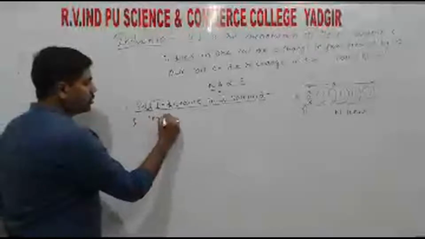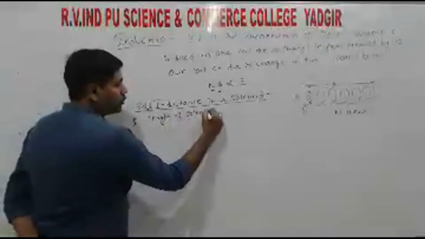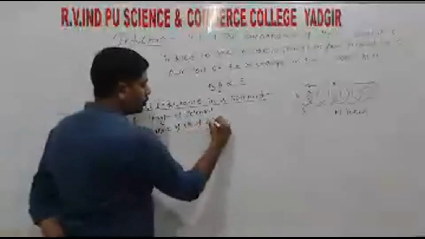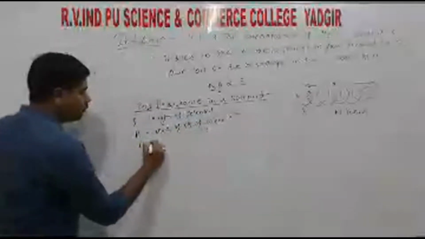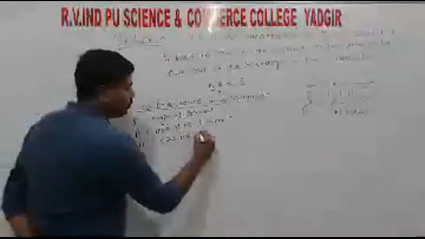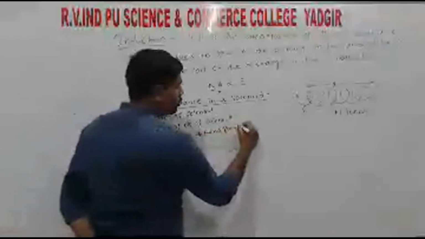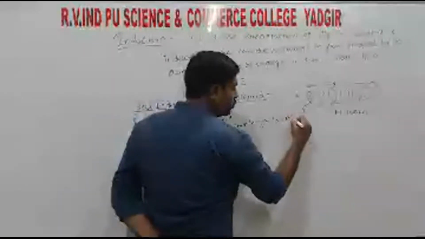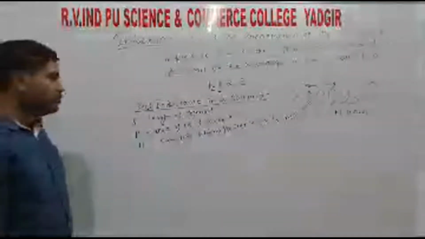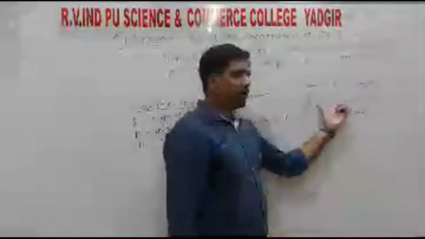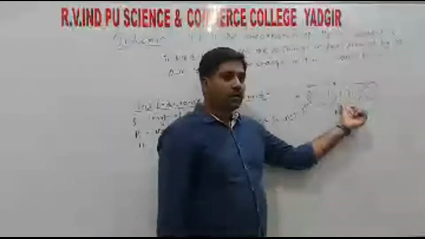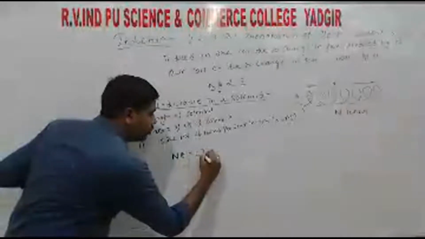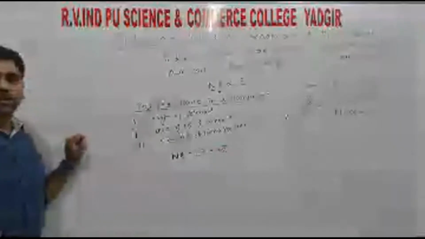L is the length of the solenoid, A is the area of cross section of the solenoid, and small n is the number of turns per unit length. If you write in terms of capital N, that is equal to n into L. From the induction theory, when the current is flowing in the coil, we have the relation N phi is equal to L into I. We call this the first equation.